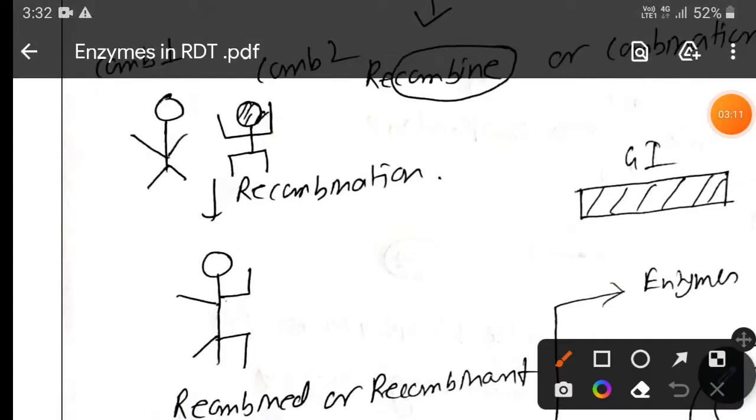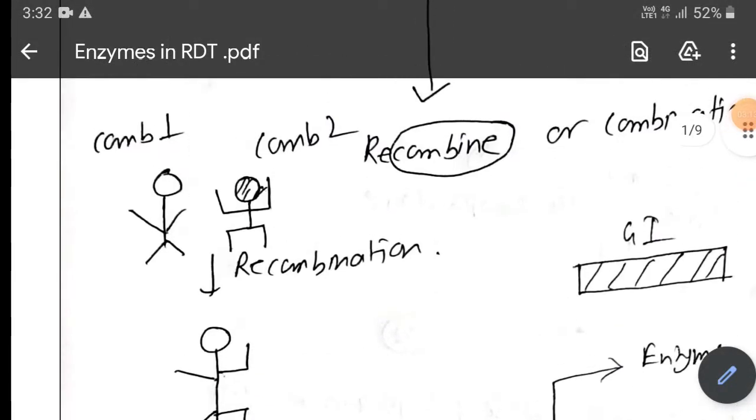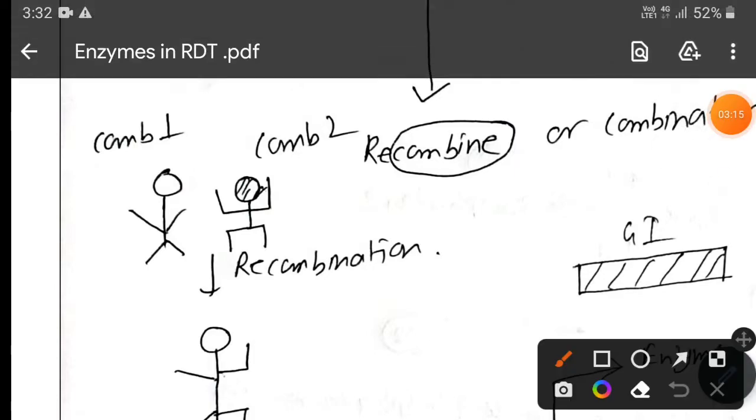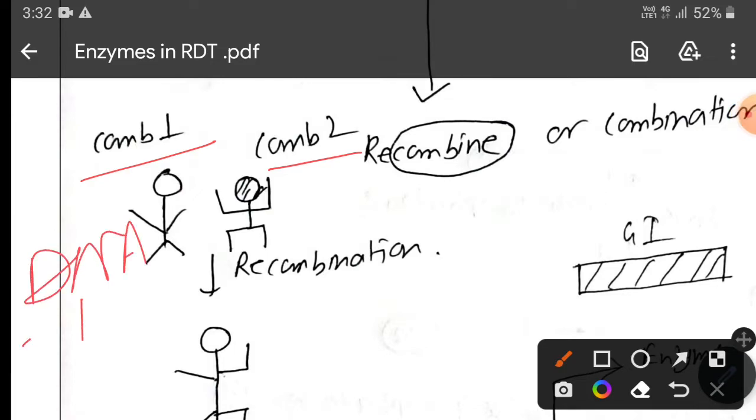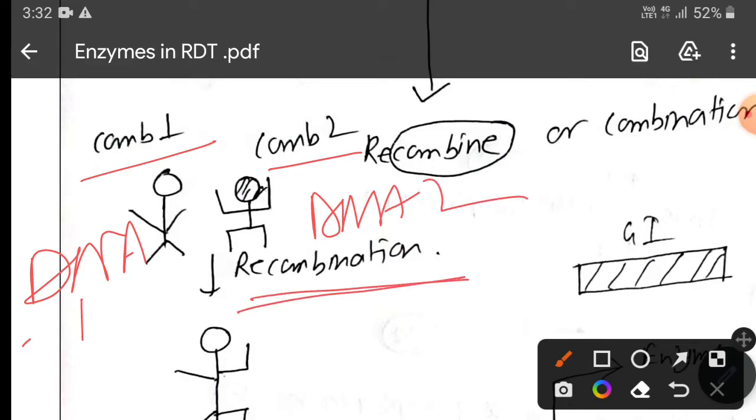Suppose this is combination 1 and this is combination 2. Let's consider for now these are two DNA molecules, DNA number 1 and DNA number 2, and you are undergoing recombination and you have a mixture of DNA 1 and DNA 2. That is the basis of recombinant DNA technology. Here we are just combining DNAs.